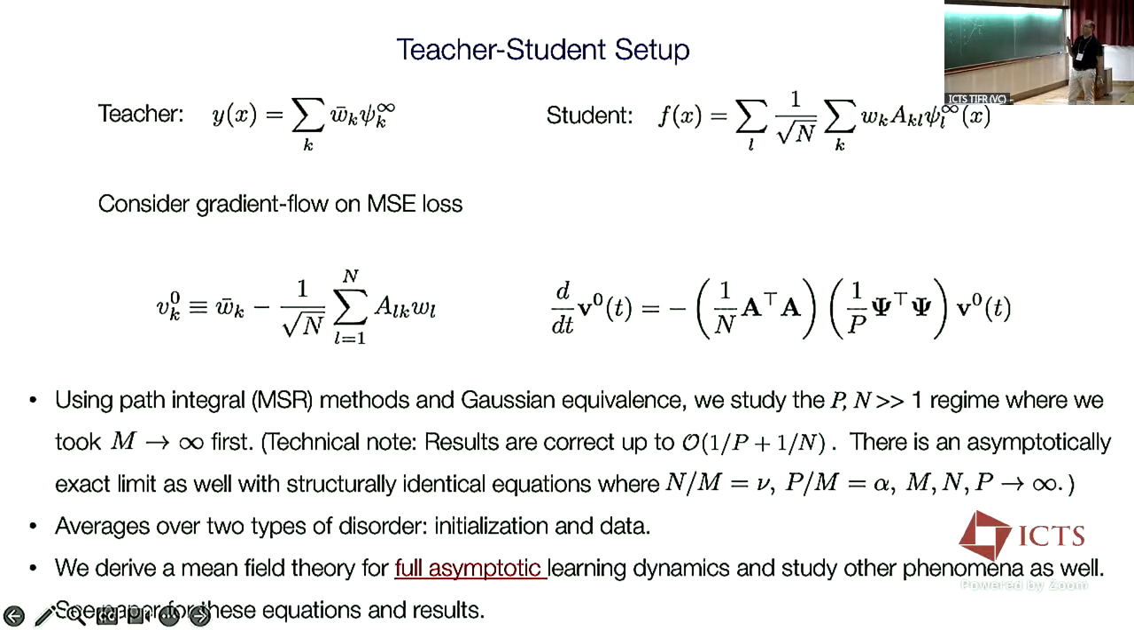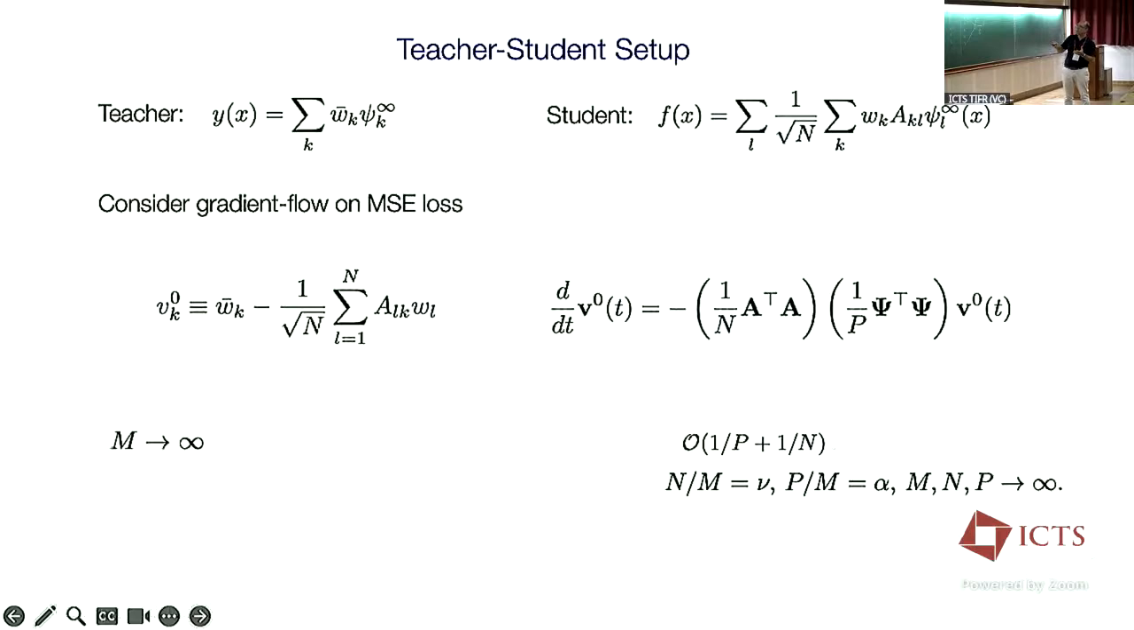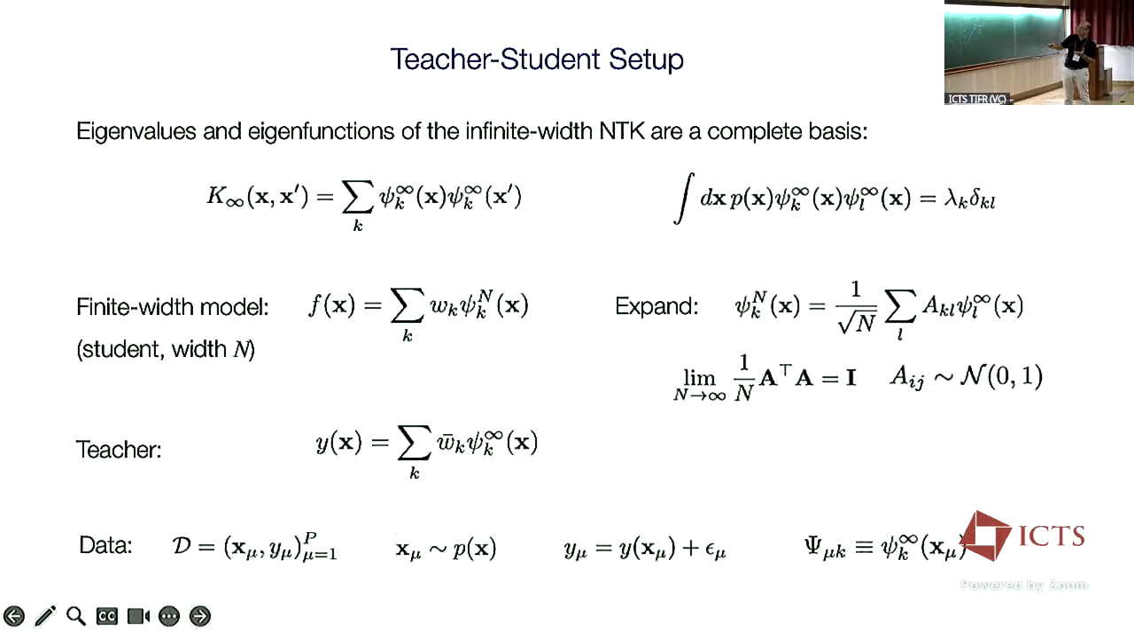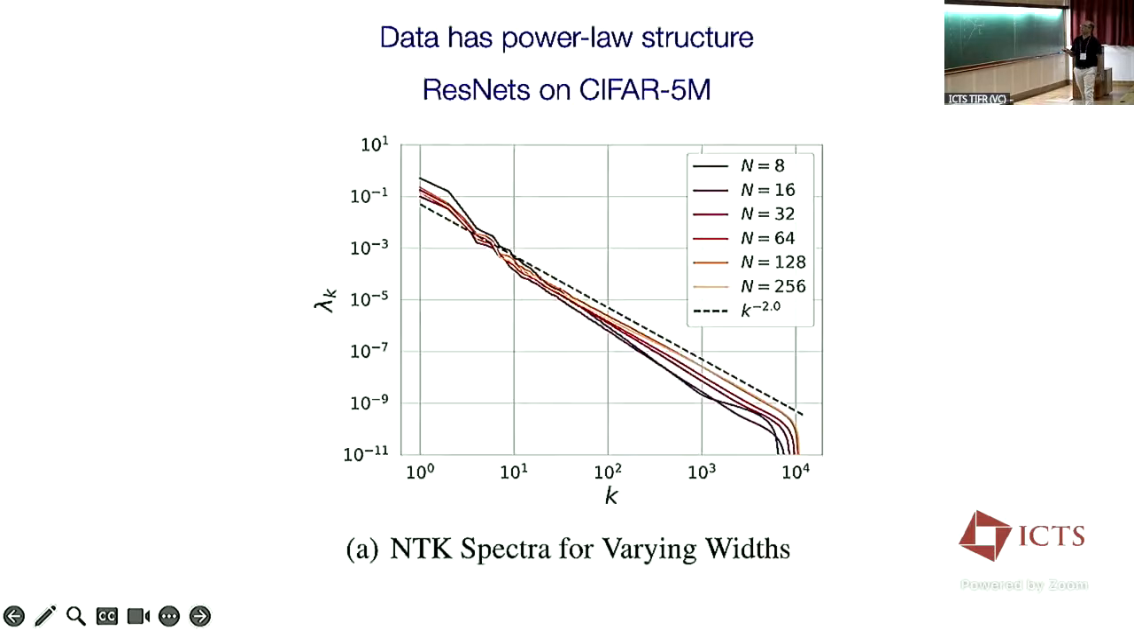What I'll discuss is the implications of these equations for scaling laws. And for that, I need to introduce one more ingredient. Notice that I didn't say anything about what I assume about the data distribution. So we're going to look at the empirics a little bit. This is true for many data sets. What I'm plotting here is a rank-ordered eigenspectrum of the kernels of real data. This is a ResNet on CIFAR-5M.